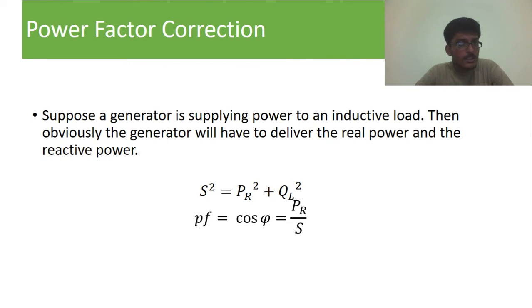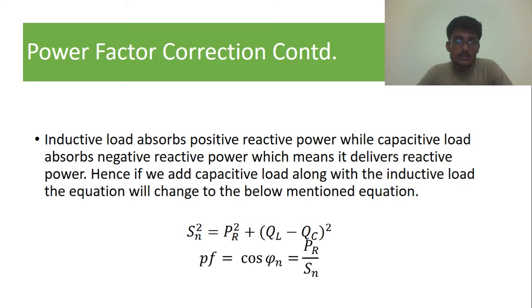So the equation becomes S square is equal to PR square plus QL square, if you recall the power triangle. From there you can understand that S square is equal to PR square plus QL square, and power factor cos phi is equal to PR by S. These are the simple vector concepts. Okay. Now see, as we have written, inductive load absorbs positive reactive power while capacitive load absorbs negative reactive power, which means it delivers reactive power. Hence, if we add capacitive load along with the inductive load, right, what will be the change in the equation?